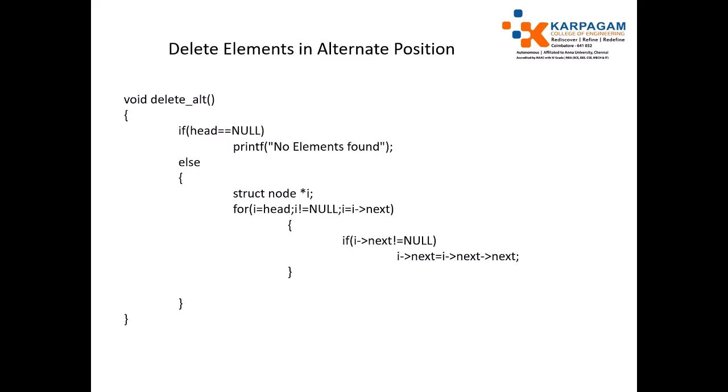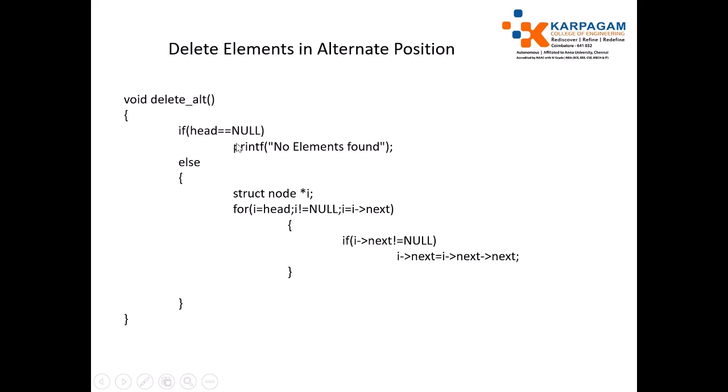Okay, let's start with the first problem. Deleting the elements in alternate positions. For this purpose, we need to have the starting address of the list. The starting address of the list is available in the head pointer. Okay. We start from the head pointer.